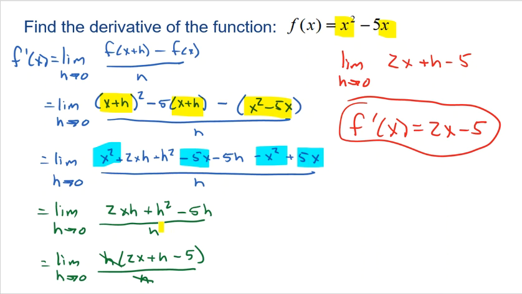Everything left has an h: 2xh, h squared, minus 5h. Factor out an h to get the h in the denominator to cancel. Then you're home free to use direct substitution to plug a 0 in for the h, and we get a derivative of 2x minus 5. Pretty cool and simple. All right, let's do a little bit more with this problem.